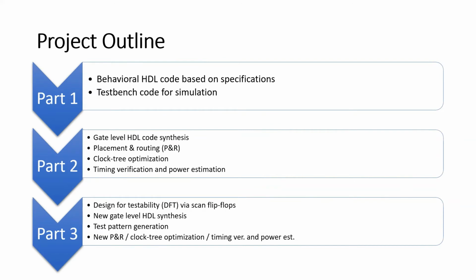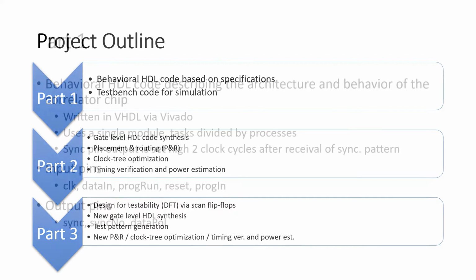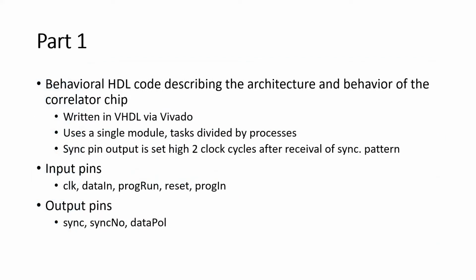Our project is divided into three parts, which are shown in this flowchart in detail. In part 1, I wrote VHDL code in Vado software in order to describe the architecture and behavior of the correlator. I wrote it in a single module and separated tasks with processes.